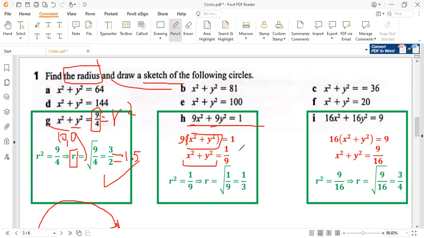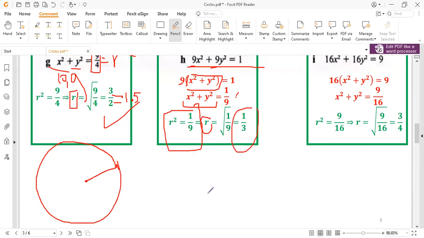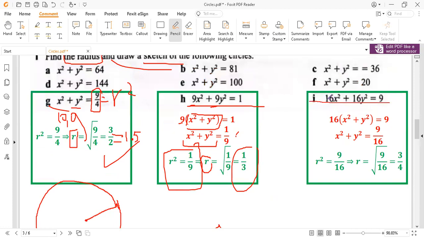At this level, we can say that we are talking about the standard form of a circle centered at the origin, with r² equal to 1/9. So the radius equals the square root of 1/9, which is 1/3. It is also very easy to draw our circle. The radius here is only 0.33.